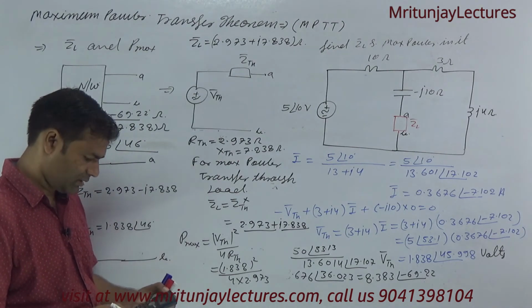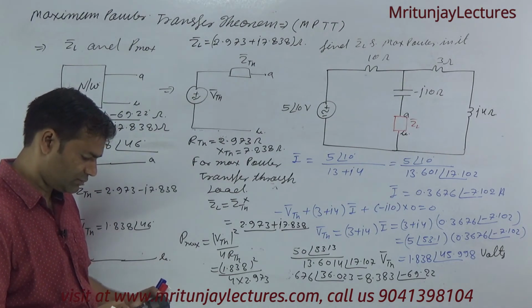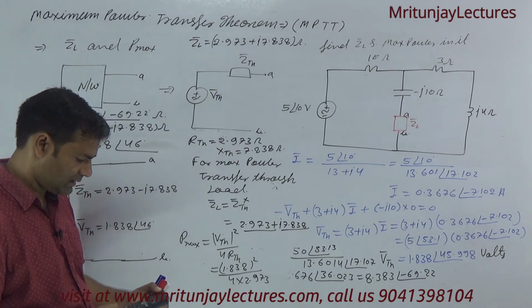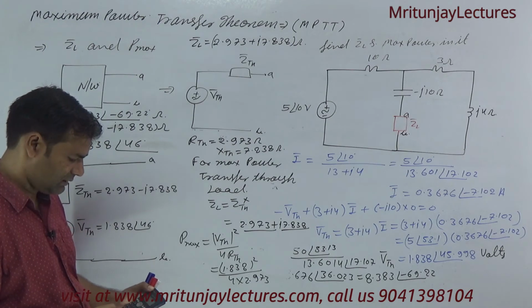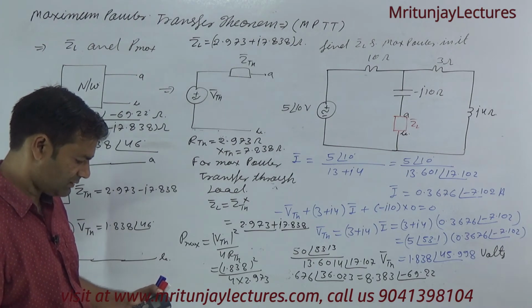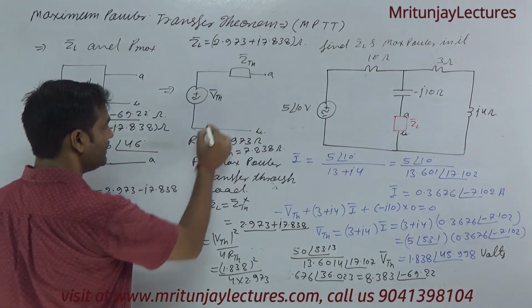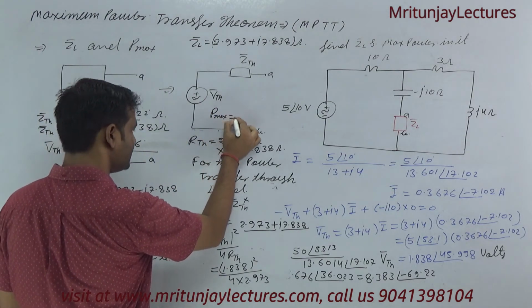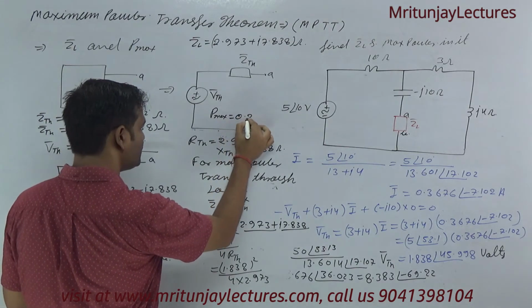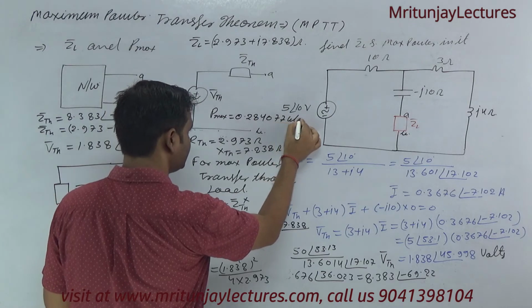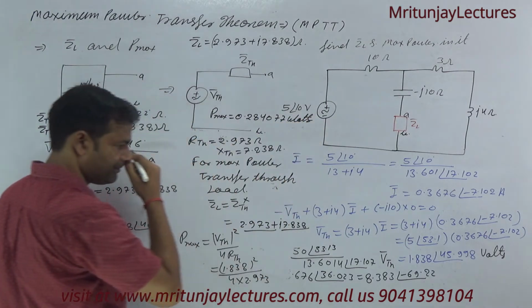Now 1.838 to the whole square, divided by 4, again divided by 2.973, then we got 0 point. So this one is Pmax. Pmax is 0.284077 watt. That is the final answer.